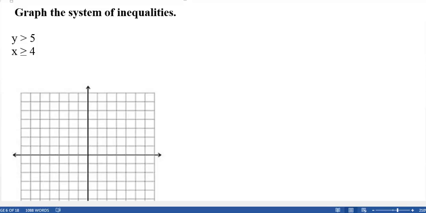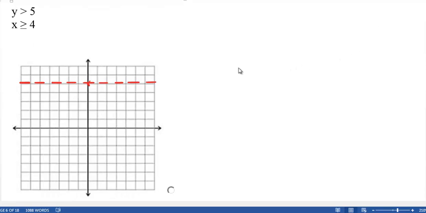We do that by drawing a boundary line, which in this case, since there's only one variable, would be y equals 5. And keep in mind, when we draw the boundary line, it's going to be a broken line because our inequality symbol is just greater than, so it doesn't include any points on that line.